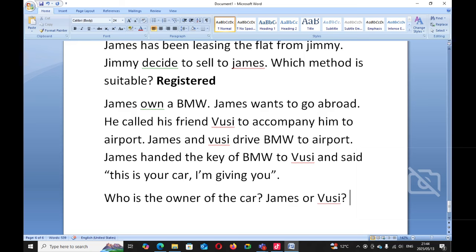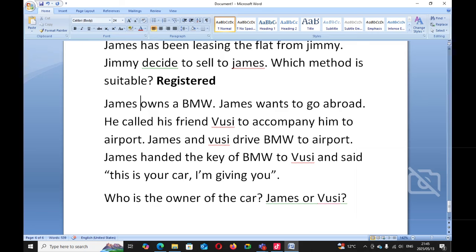Now, here is the scenario. We have James who owns a BMW. James wants to go abroad. He called his friend Vusi to accompany him to the airport. James and Vusi drive the BMW to the airport. James handed the key of the BMW to Vusi and said, "This is your car. I'm giving it to you." Who's the owner of the car? James or Vusi?